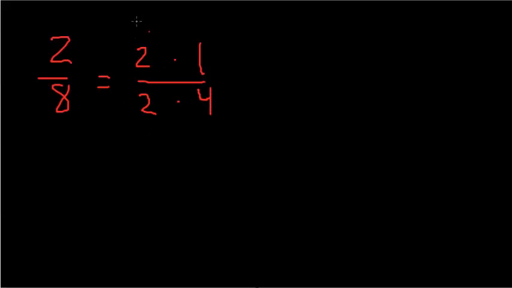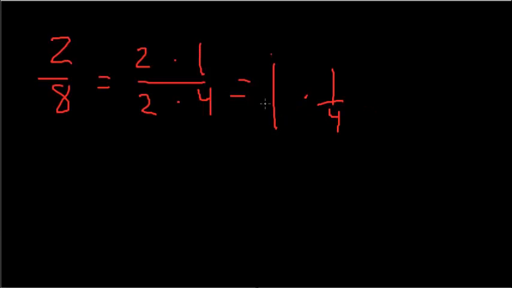Well, we have this factor of 2 out now, and this is 2 divided by 2. 2 divided by 2 is 1, and what we see here is 1 times 1/4, and anything times 1 is equal to itself, so 1 times 1/4 is 1/4.